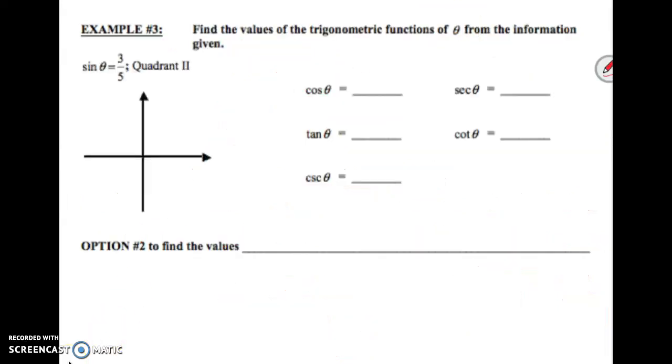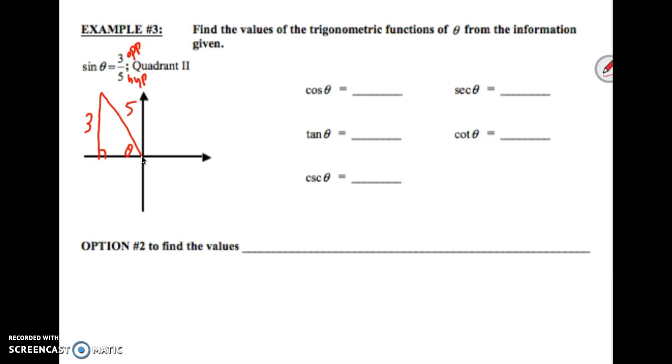Our third example asks us to find the values of the trigonometric functions of theta from the information given. If we are given that sine of theta equals 3/5 and it's in quadrant 2, we could either do what we first did, or we could create a right triangle. So if we know that our theta is in quadrant 2, and since sine is opposite over hypotenuse, we know that our opposite leg is 3 and our hypotenuse is 5.